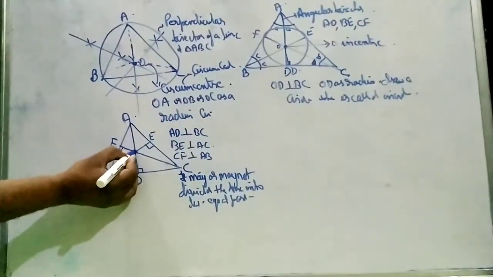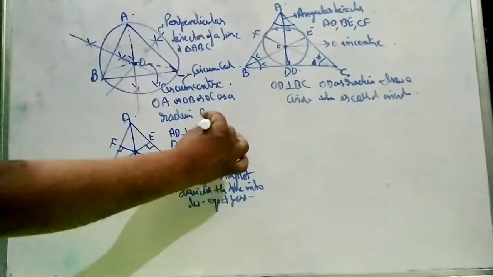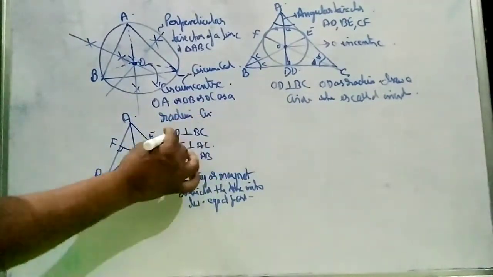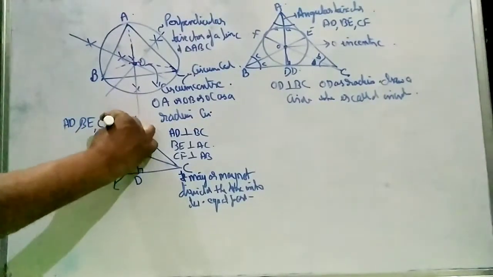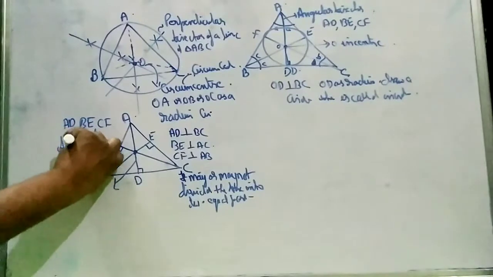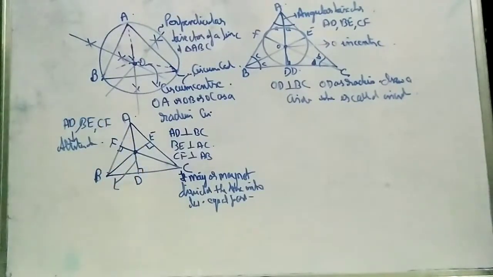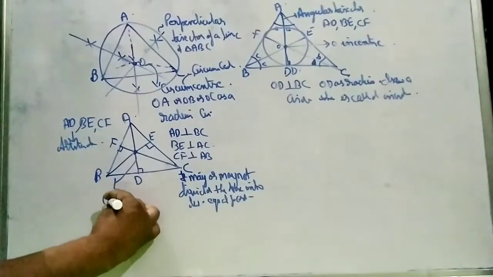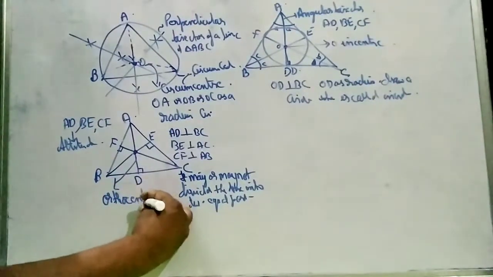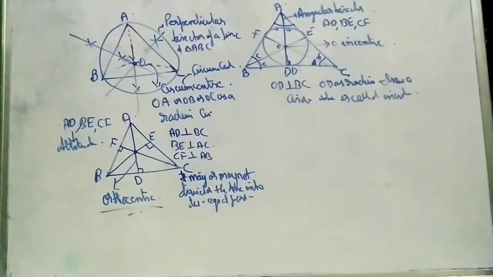They meet at a point. These perpendiculars AD, BE and CF are called altitudes. They are known as the altitudes of a triangle, dropped from A, B and C respectively. The point at which they meet is called the orthocenter. The point at which the altitudes meet is known as the orthocenter.